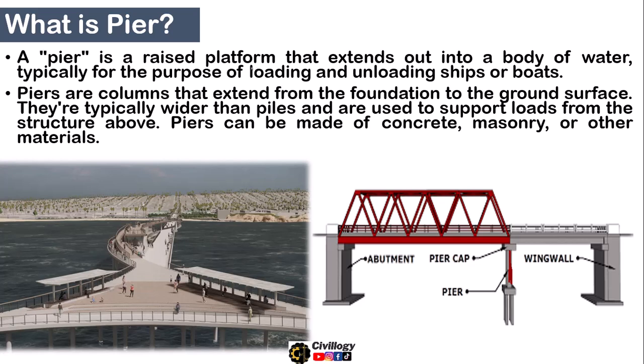As we have already discussed, they are typically wider than piles and used to support loads from the structure above, and can be of concrete, masonry or other materials, and it extends out into the body of water. So the columns which are used as a vertical structural member in water bodies are called piers. You can also define it in this way.